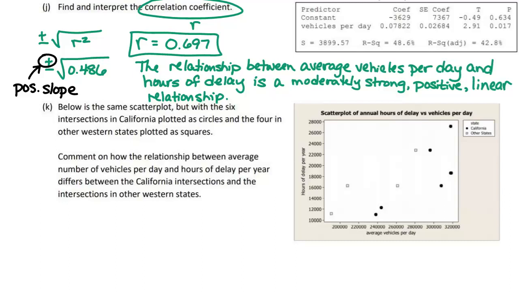R value can't tell me about outliers or unusual features. Remember, when I'm looking at a scatter plot, if I see any unusual features, I would want to mention those. Oh, this is a possible outlier because it's way outside of our pattern.